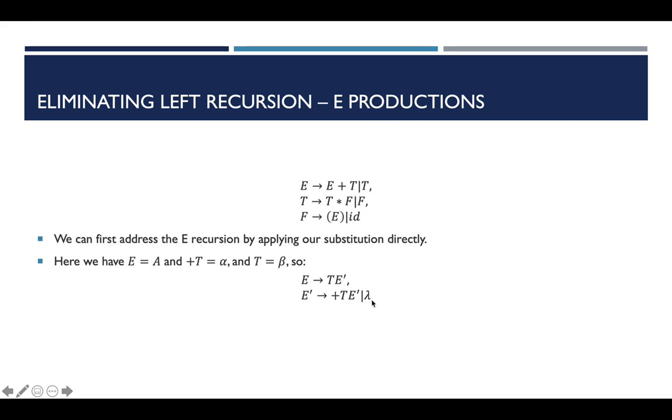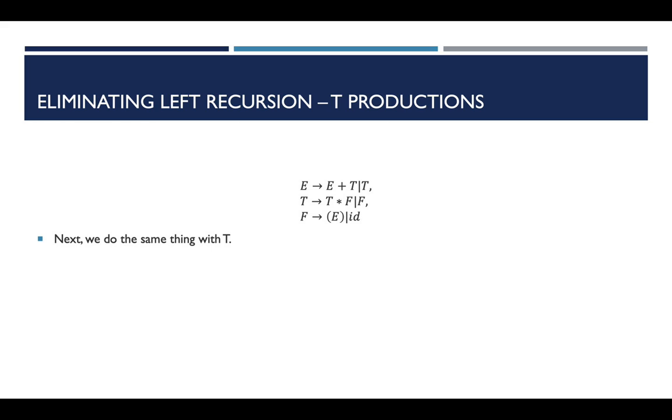So what we see here is that by doing the substitution in order to get rid of the left recursion, we're always introducing this lambda production that ultimately has to be removed if the task is to turn this grammar into Chomsky normal form or Greibach normal form.